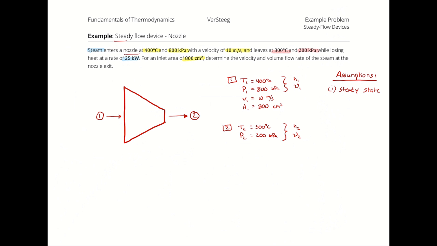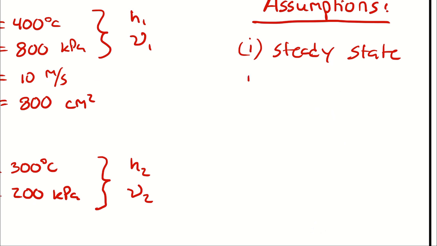Second of all, I recognize that there's not really anything interesting for the nozzle to do over time. We have an inlet, we have an outlet, and we're described properties of the inlet and outlet, regardless of when we look at it. Furthermore, we know the rate of heat rejection, which is independent of time. It's 25 kilojoules of heat rejected every second, 25 kilowatts, regardless of if that's the first second or the 100th second. So steady state is the first assumption that we make.